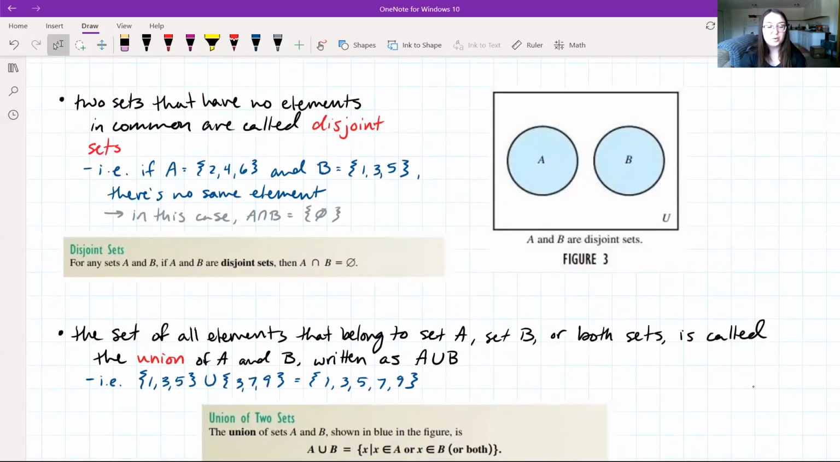Two sets that have no elements in common are called disjoint sets. So in the Venn diagram here, we see that we have our universal set, our sets A and B, but they don't overlap at all. There's no intersection. So these are called disjoint sets.